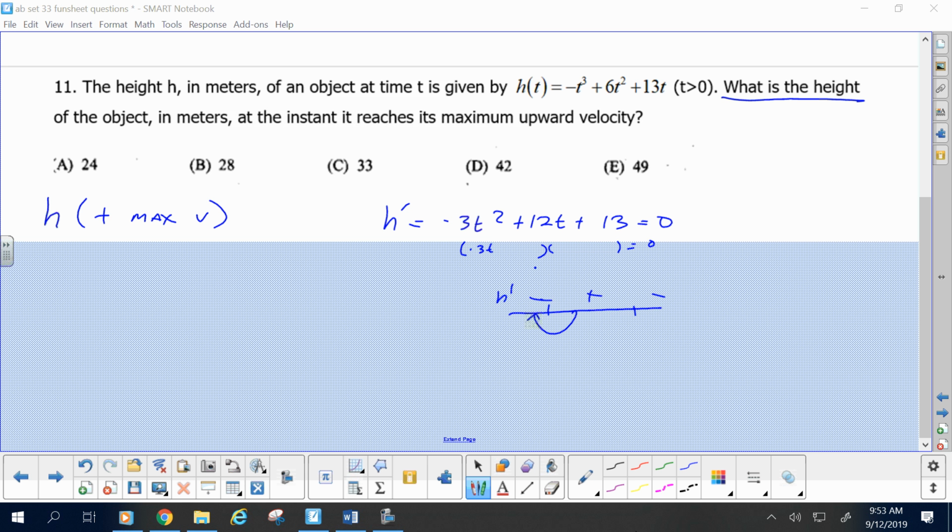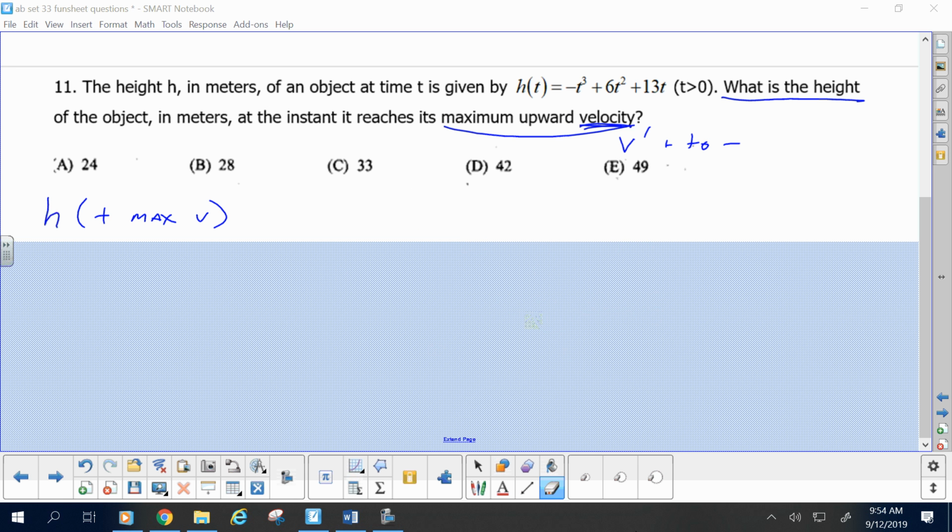Now you're finding the maximum velocity by finding not where H prime goes positive to negative, but where the derivative of velocity goes positive to negative. Okay, so H prime is great, but it's not the star of the show. All right, negative 3t squared plus 12t plus 13. I want to know where v prime goes positive to negative. Well, what the heck? There isn't even a v equation in here.